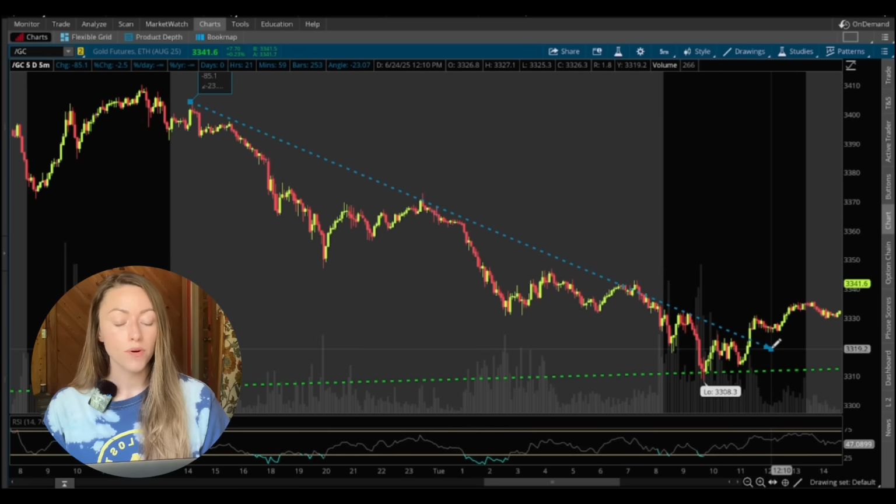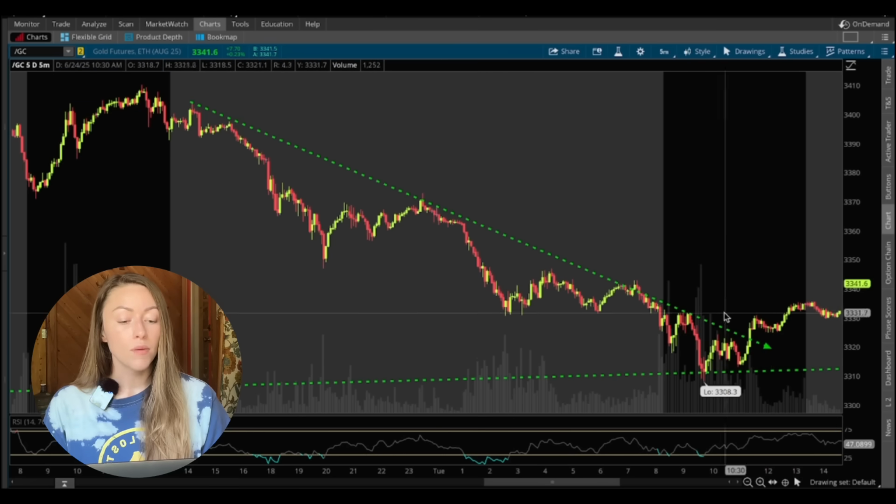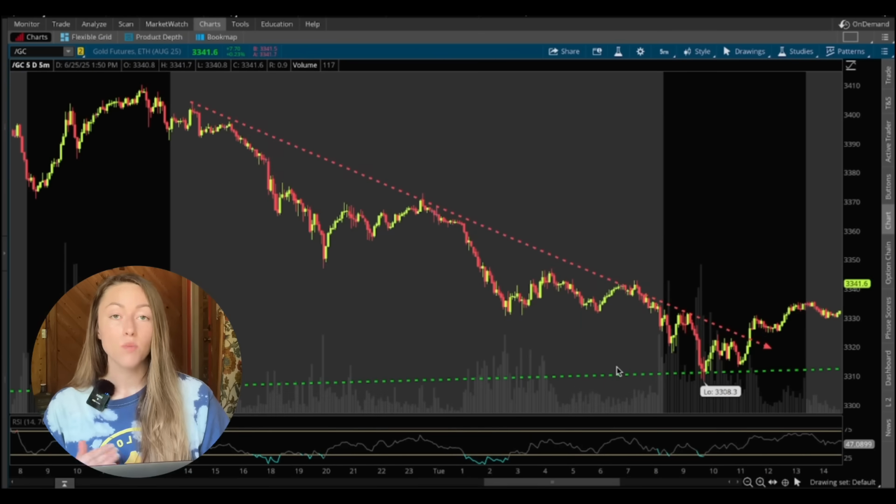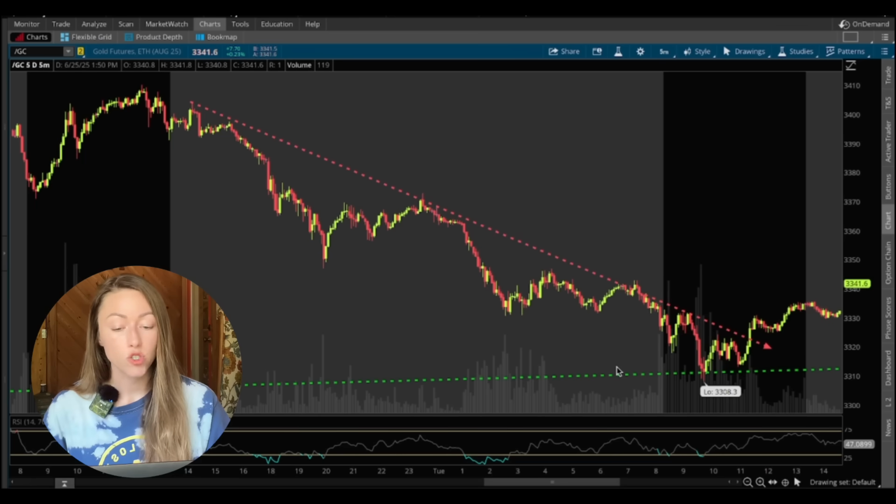I think it's still important to always branch off and track the trends as they're progressing. But again, when you get into smaller time frames, you're going to have way more noise, meaning it's more likely you're going to see something like a fake trend break.